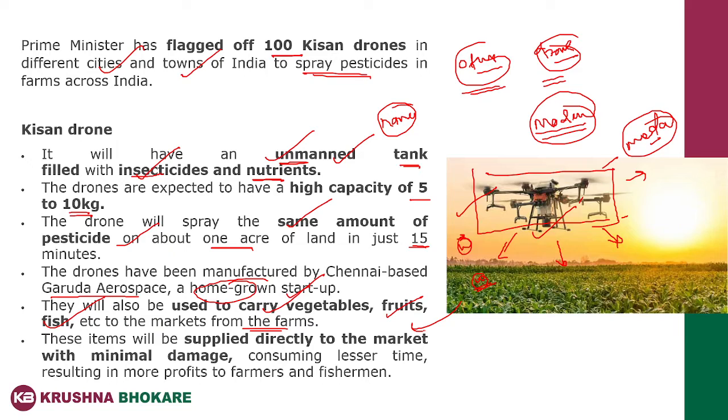So these items will be supplied directly to the market with minimal damage, because you know that fruits and vegetables are very delicate things. If you are transporting fruits and vegetables with multiple transport systems, like from tractor to truck to vendors and so on, they get damaged. But if you are directly taking the product from your farm to the market, there will be minimal damage. Consumers also get your product in very less time, and farmers will get more profit. Fishermen can also sell their fishes directly from the site of collection to the market.